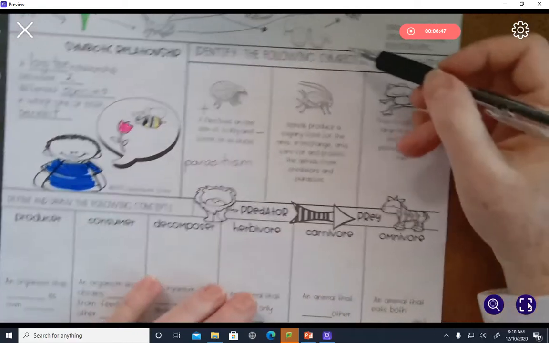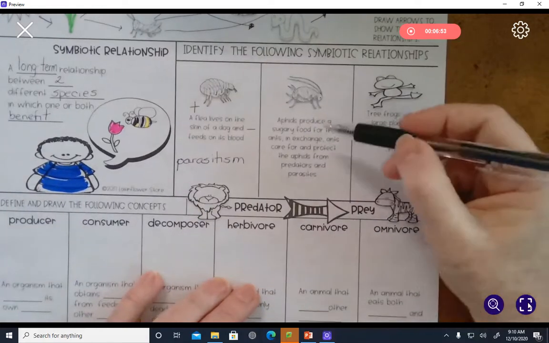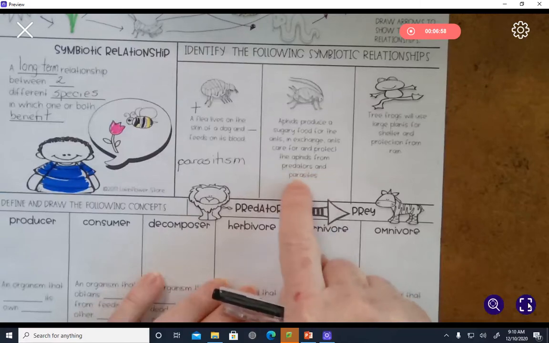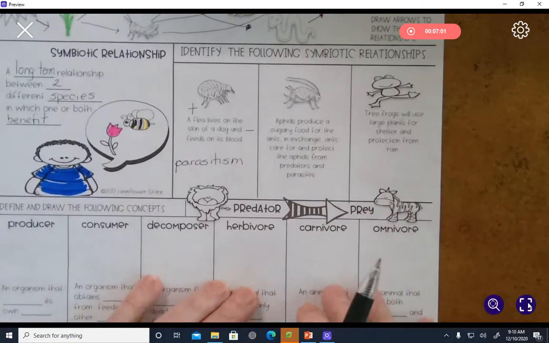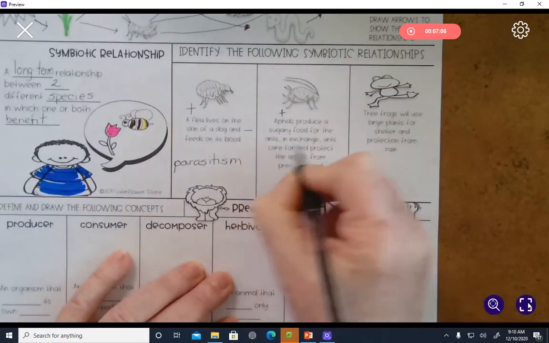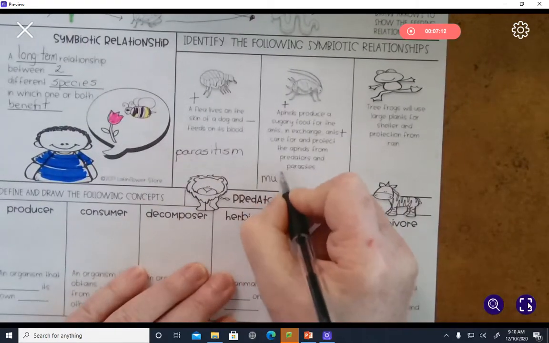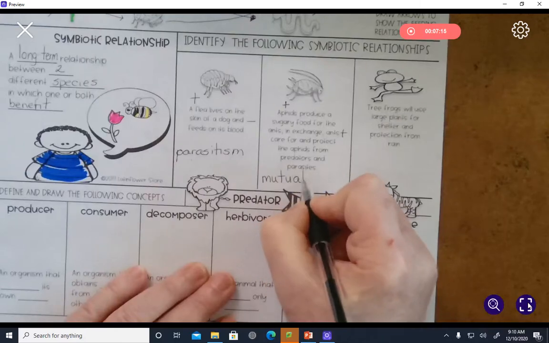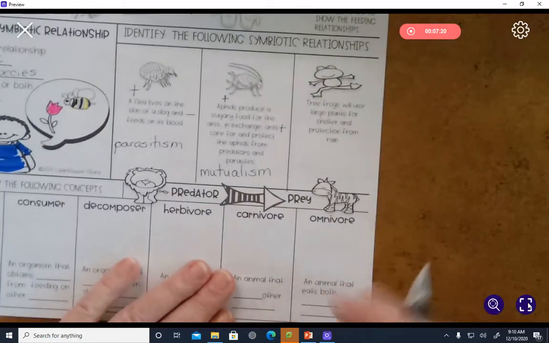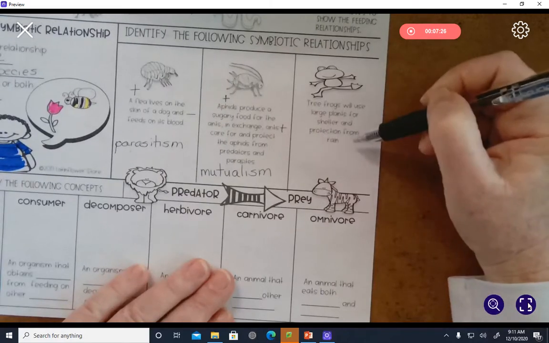Okay, over here we have aphids produce a sugary food for the ants. In exchange, ants care for and protect the aphids from predators and parasites. So we're both getting something here. So the aphids get something, and the ants get something. So they're doing this for the mutual benefit. If you look up the word mutual, it means sort of both of us. So mutualism.